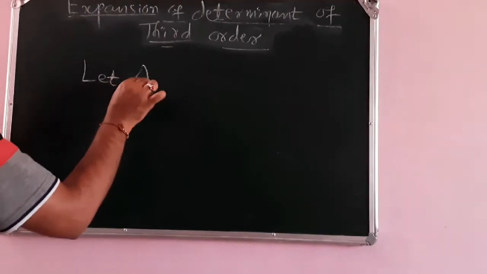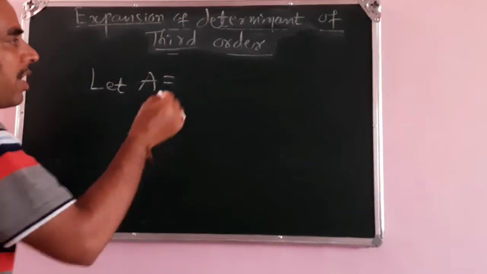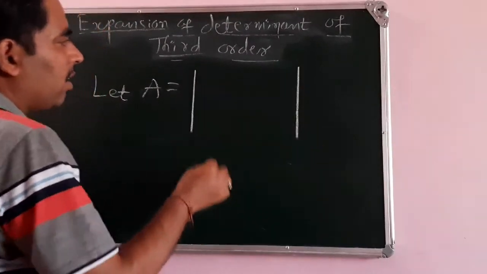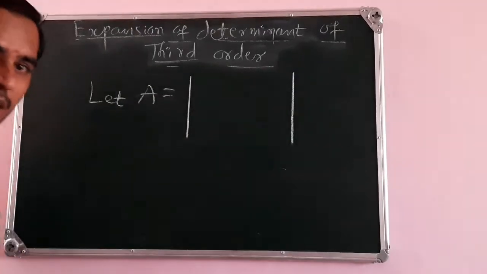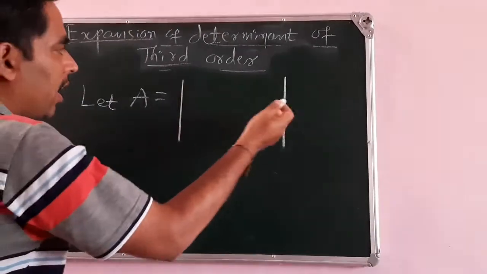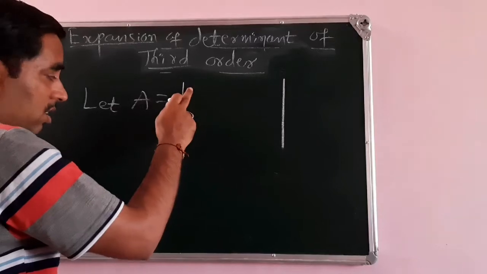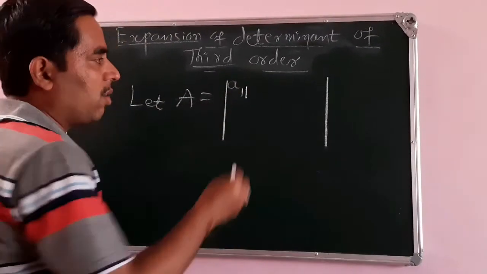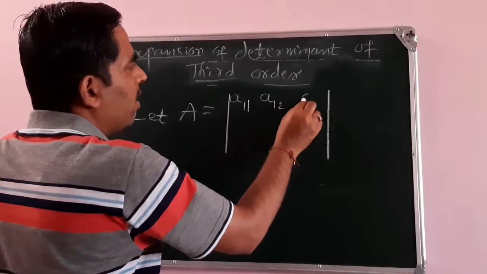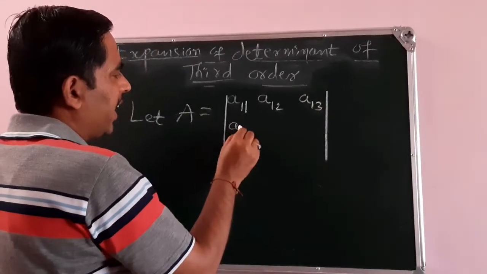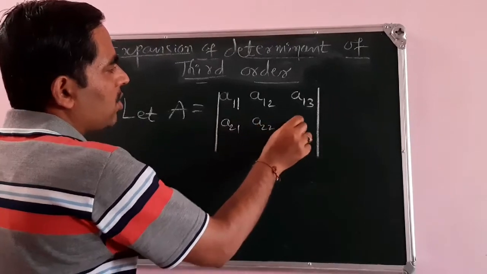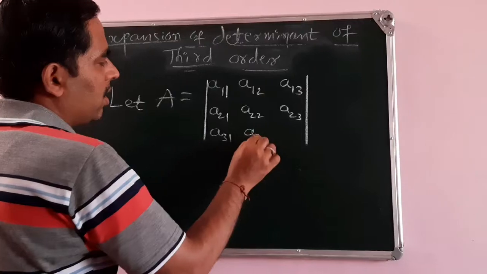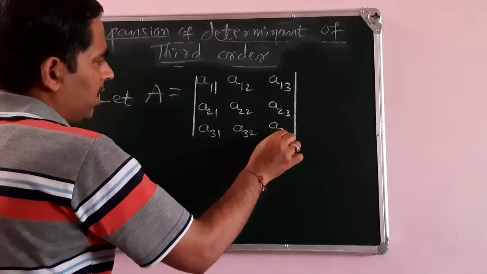Let us observe carefully. I will write the determinant here. We know the symbol here. I can write the elements. Generally we can take any elements. First row, first element, generally Aij, that is A11. So I will write these elements here: A11, A12, A13. Then second row, first element, second row, second element, second row, third element. Similarly, third row, first element, third row, second element, then third row, third element.